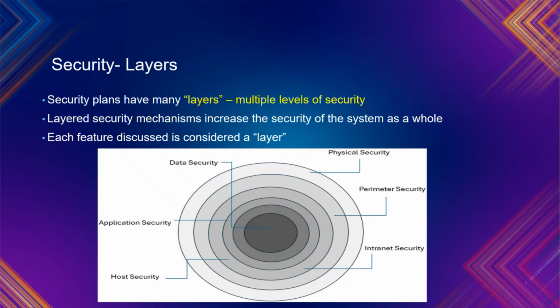Before we start, I just want to give a quick overview about security in general. Everybody is familiar with security. As you can see in the picture, security isn't just one layer, right? It's actually multiple layers. We can see here application level security, perimeter security, and data security. And the layered security mechanism increases the security of your whole system. We will talk more about application security here, where ArcGIS Enterprise falls under application security.